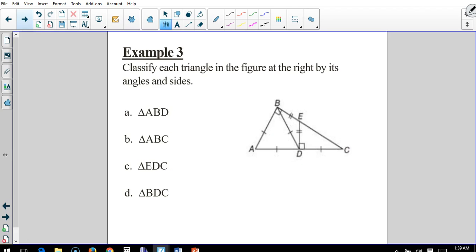Classify each triangle in the figure, at the right or below, by its angles and sides. Oh, so this is both now. ABD. Well, notice there's a hash mark here, a hash mark here, and a hash mark there. That makes it equilateral. All equal sides. And it's also acute. All the angles are less than 90.